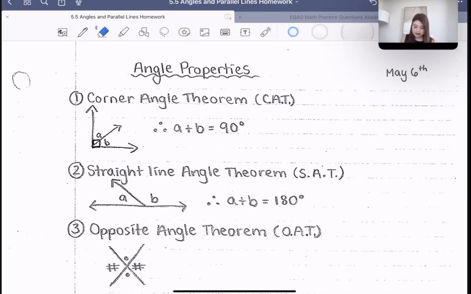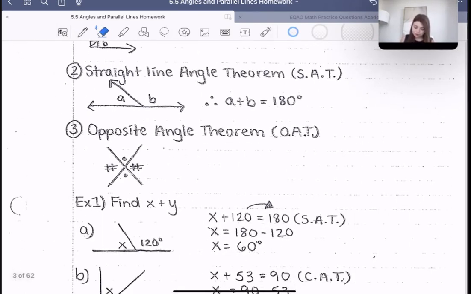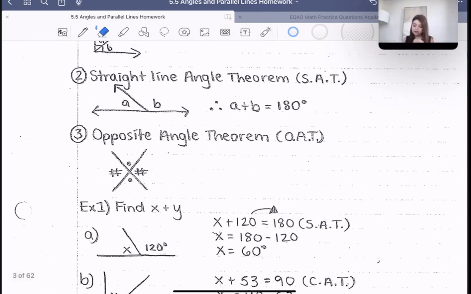Now, what about the second angle theorem, the straight line angle theorem? Well, here, if we have a straight angle, then the straight angle is 180 degrees, so that means A plus B in this case would be 180 degrees. And so if we know A or B, we can figure out the other one simply.